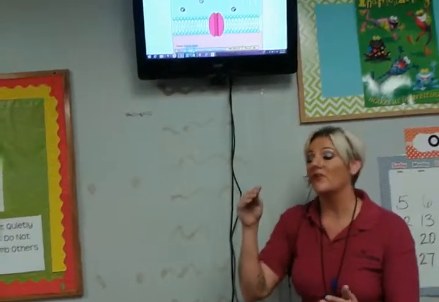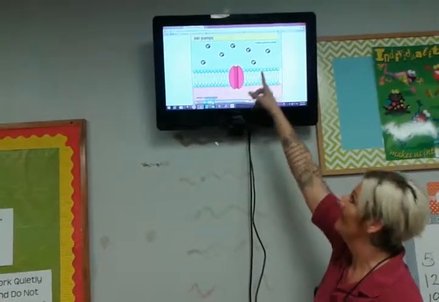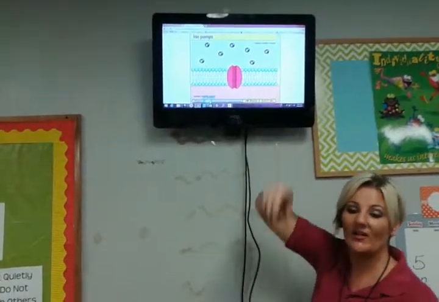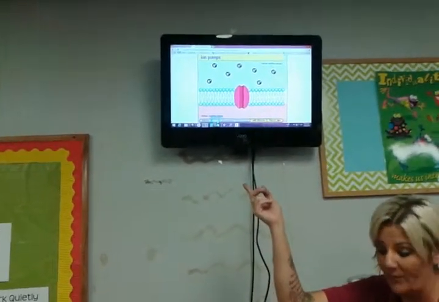Exactly. Instead of going where there's hardly any molecules, there's hardly any molecules here, right? Yes, ma'am. They're going up. Usually we want to jump out of the pool away from all the people, right? Instead, they're jumping into the pool where there's more people.